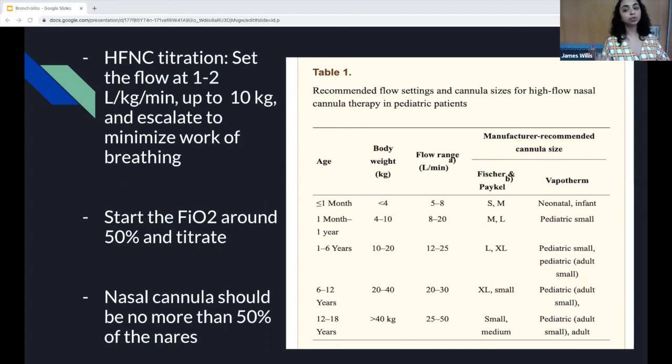The FiO2 for the delivered gas should be reduced based on oxygen saturation and determined independently of the titrated flow rate. And then obviously you want to make sure their cannulas fit well. So the outer diameter of the nasal cannula can't be more than 2/3 of their nares, and the inner diameter can't be more than 50%.